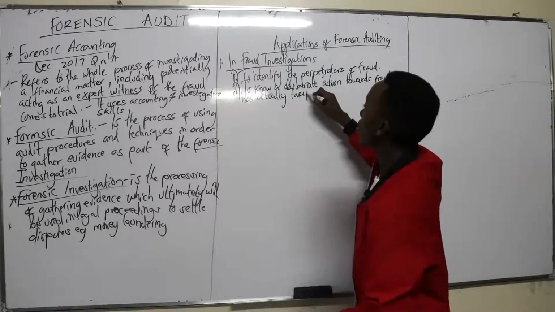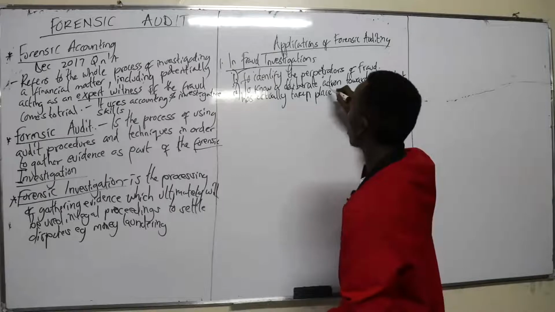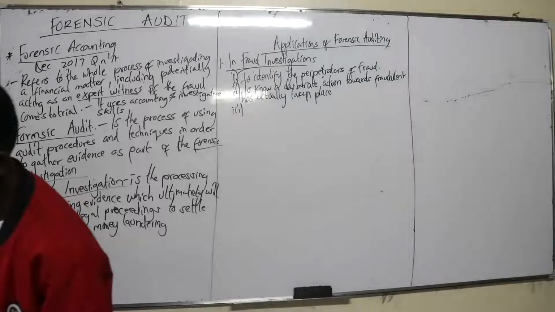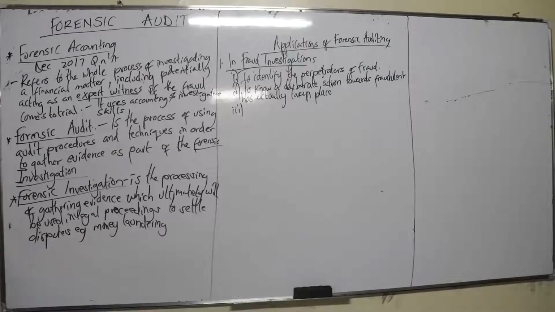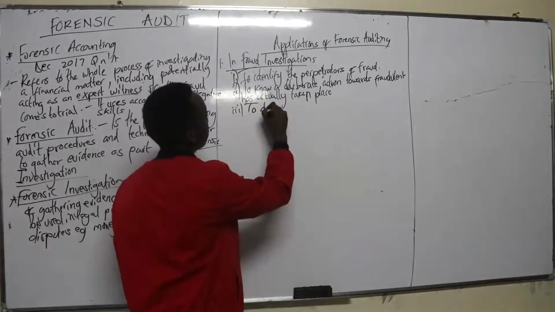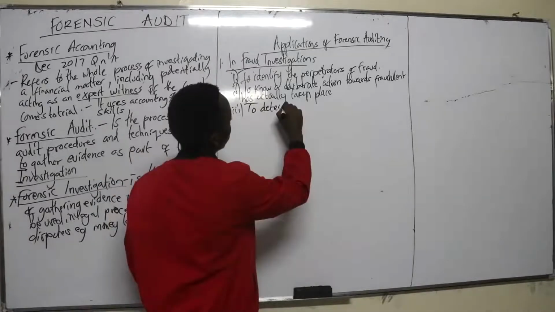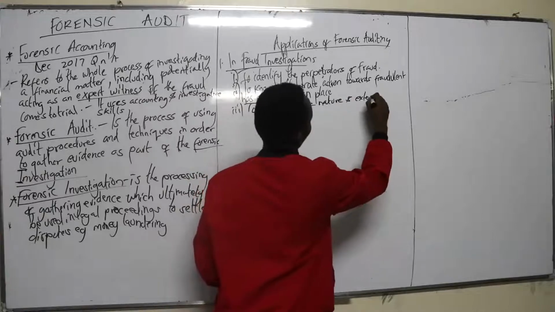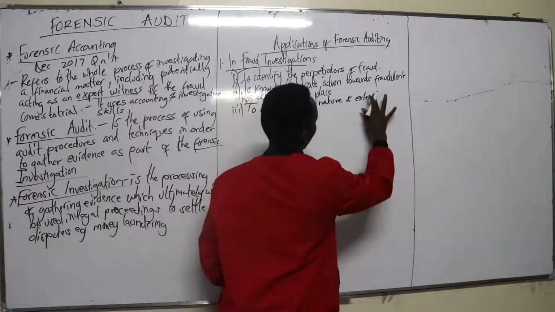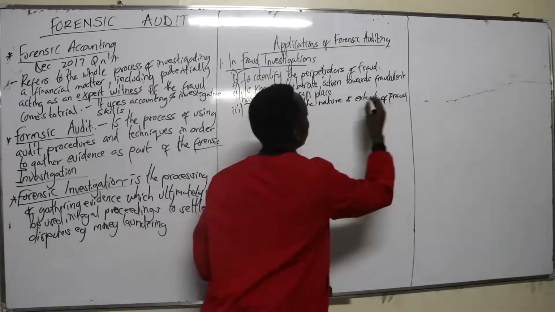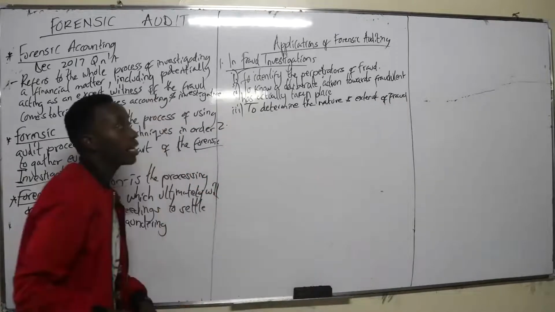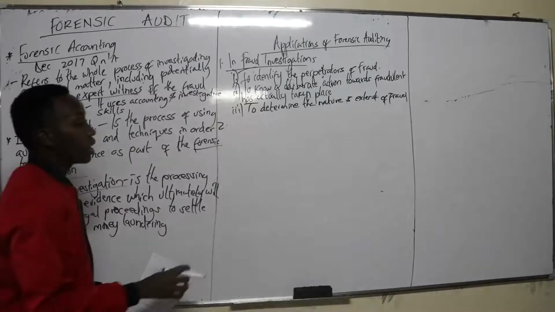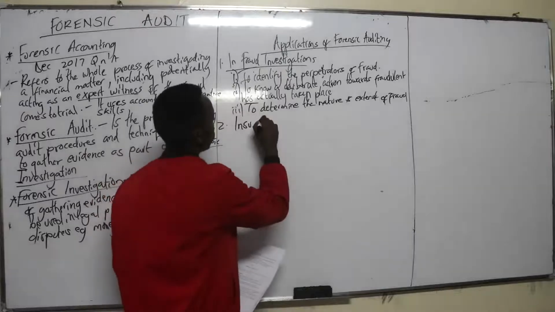Also, another thing that you may investigate is the extent to which this fraud has happened. So also to determine the nature and extent of fraud, to what extent has this fraud been perpetrated in the organization. Another area where forensic auditing may happen would be in case of verifying insurance claims.